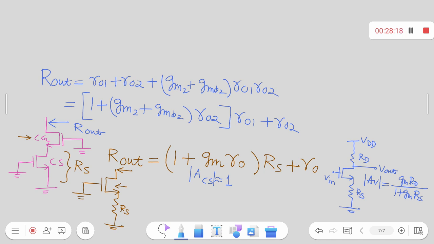Common gate stage. Forget about this common source, only common gate in isolation. So here, the input is Vin, and this is Vx, which is equal to minus Vin, right? And then this is applied to the common gate stage. Then what about the gain of this common gate stage? If the input is Vin over there, you have only a phase difference, because the gain is almost equal to 1.